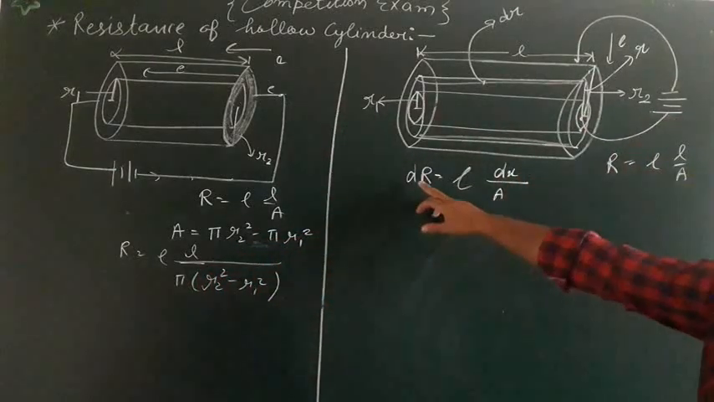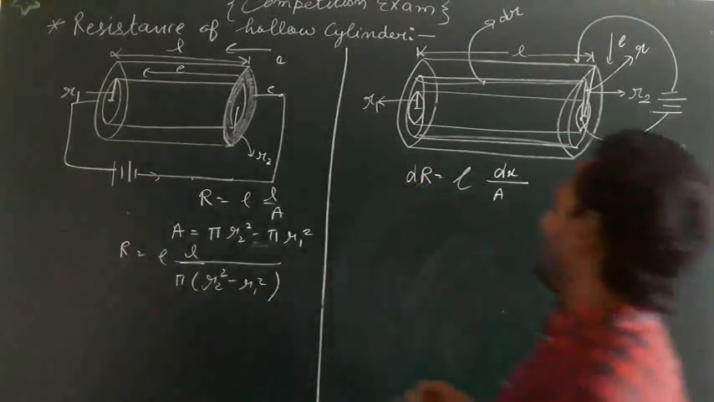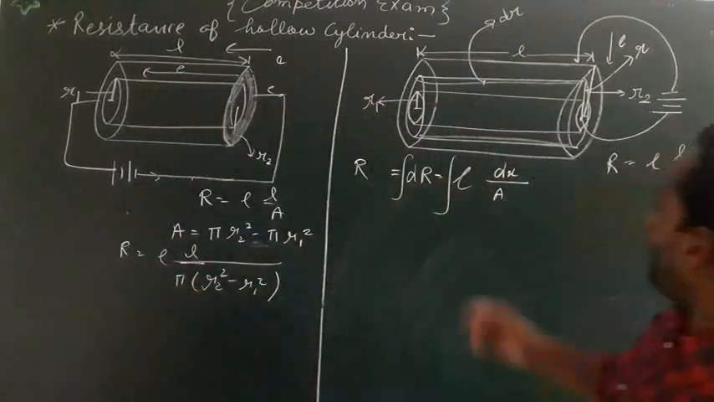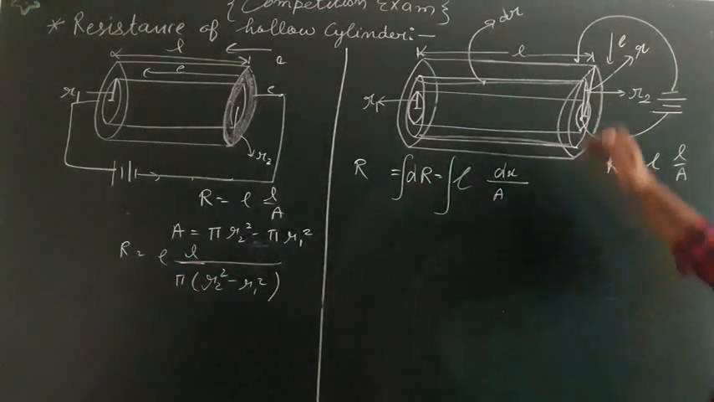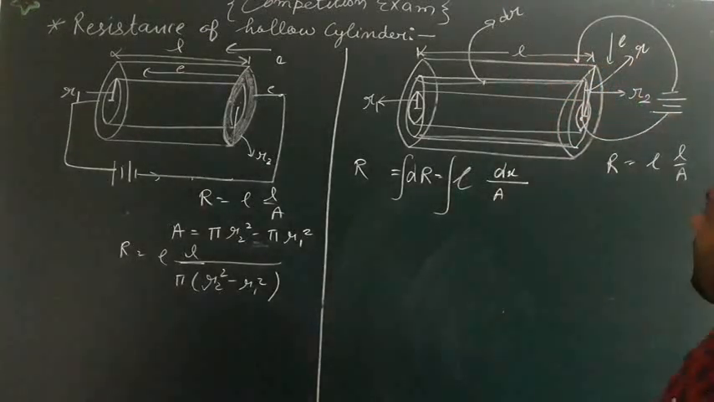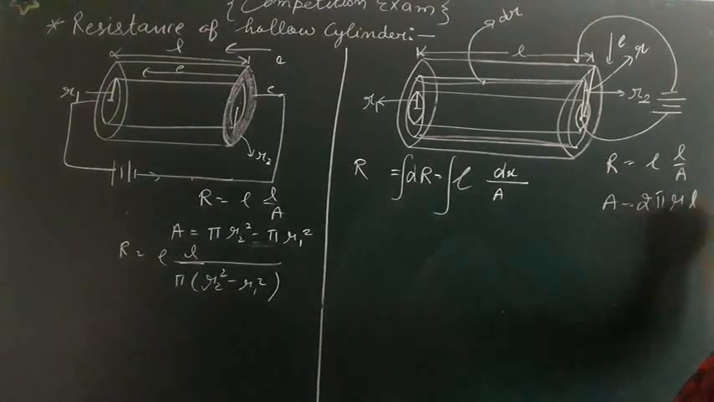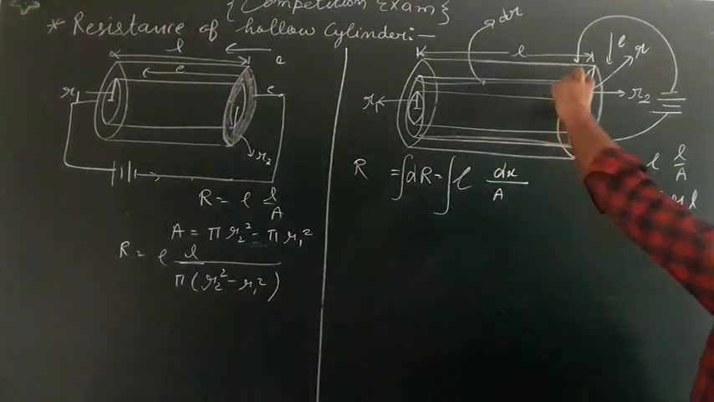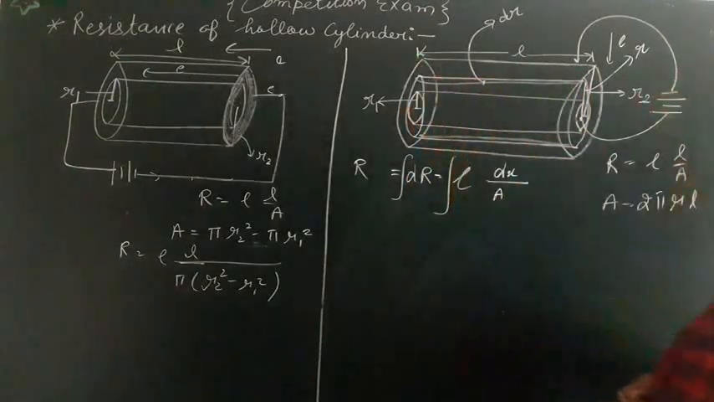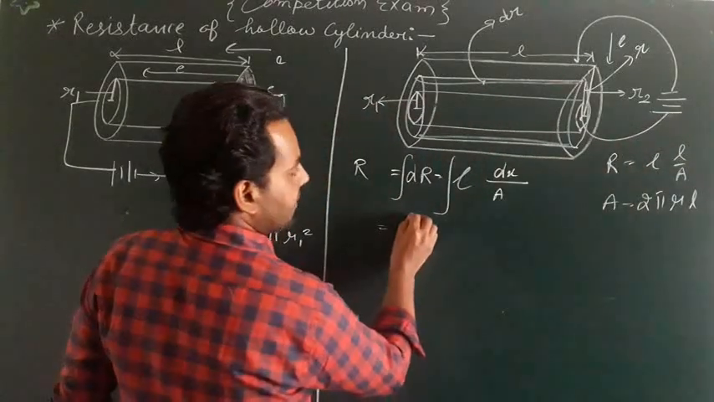By knowing dR, if you want to find R, R is equal to the integration of dR. Now what is the area of that cylinder? The area is the curved surface of the cylinder. That area is equal to 2 pi r L, because r is the radius of the cylinder we have considered, and L is the length. So if we put it here, what does the area come out to be?